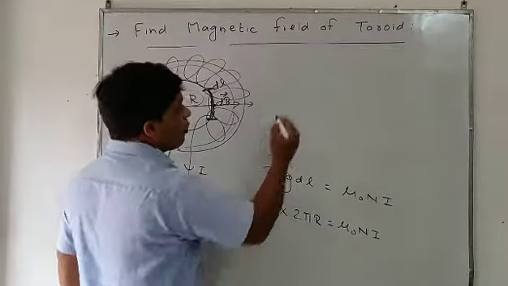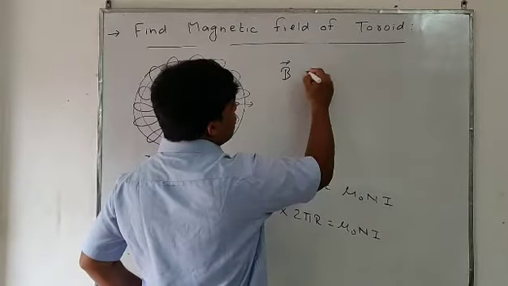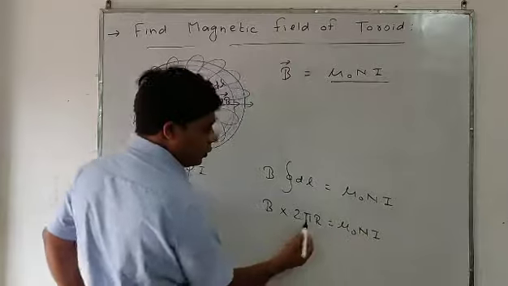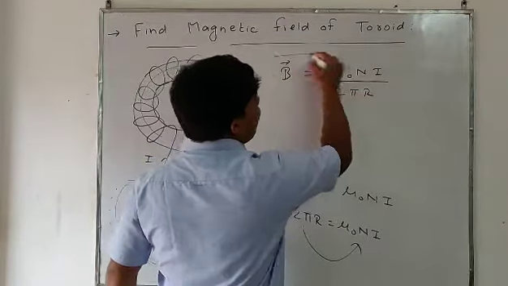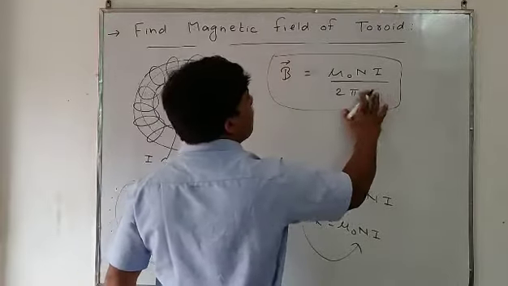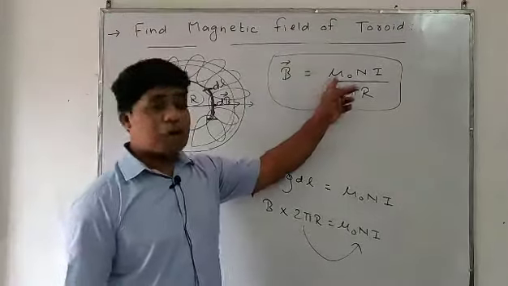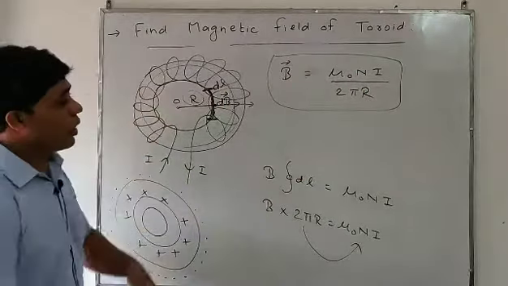Now students, we have to find B, the magnetic field. There comes B equals mu naught NI upon 2 pi r. So we got the first form. How much magnetic field is generated by a toroid? Mu naught NI upon 2 pi r. Mu naught is permeability, N is total turns, I is current, and r is the radius of the toroid.